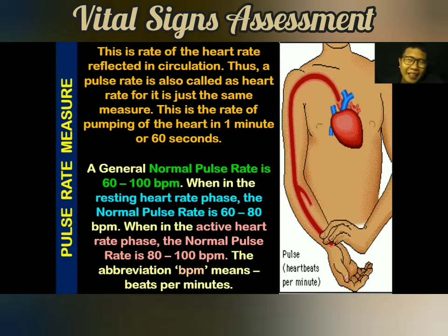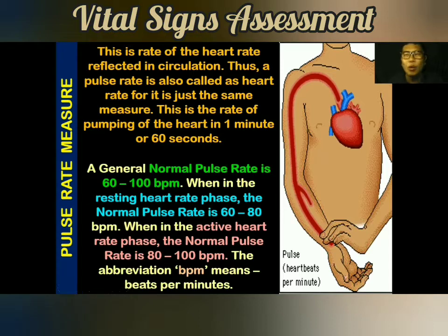When you are lying down or resting, usually your pulse rate or your heart rate is 60 to 80 beats per minute. When you are in active position, that means you are standing, walking, or doing something, your heart rate will be 80 to 100 beats per minute. By the way, the abbreviation BPM means beats per minute.